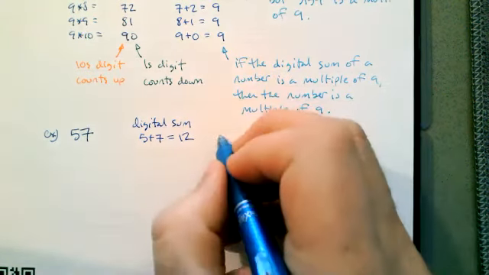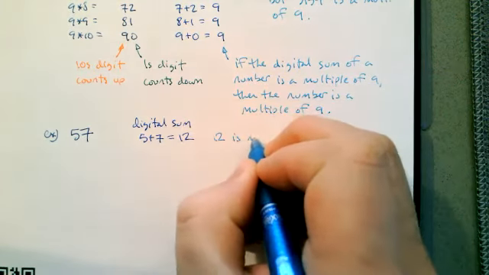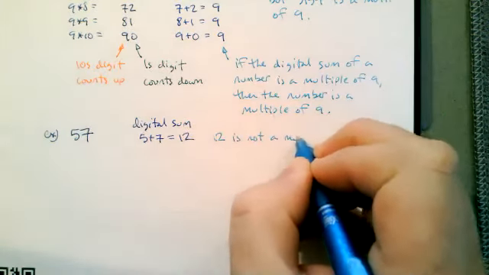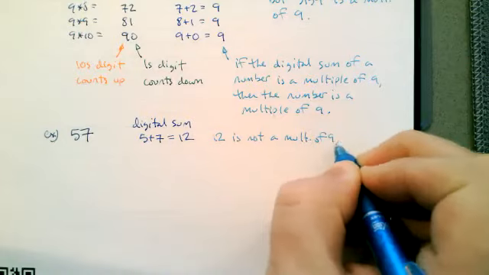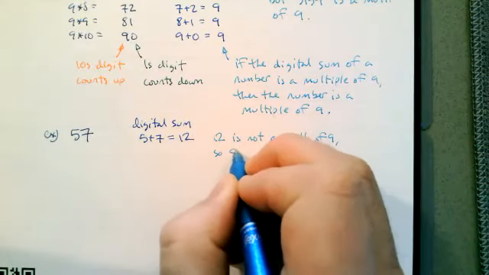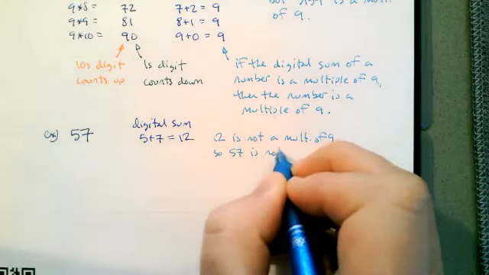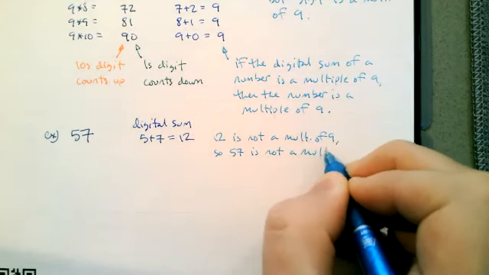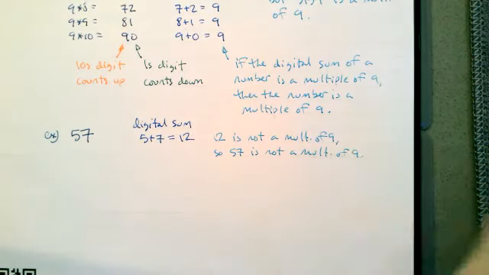12 is not a multiple of 9. So 57 is not a multiple of 9. The digital sum of 57 is not a multiple of 9, so 57 is not itself a multiple of 9 either.